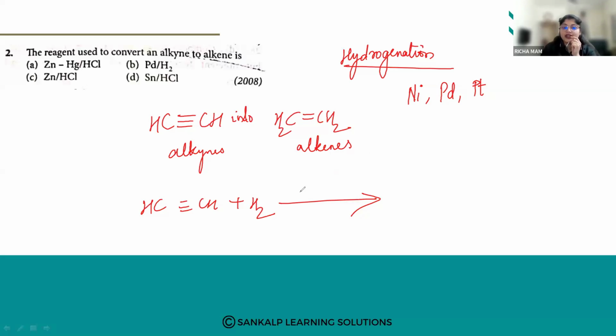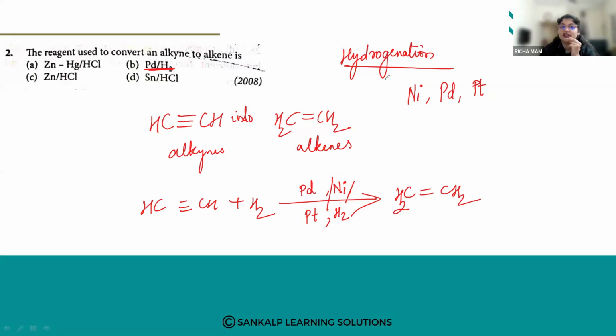Here we can use nickel or palladium. Among these options, in option B you can see palladium is used. So either of these you can use, palladium, nickel, or platinum. These can be used in the presence of what? In the presence of H2. And what are you going to get? You're going to get an alkene.